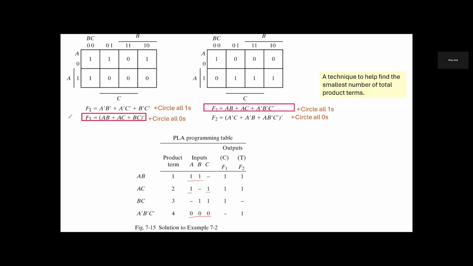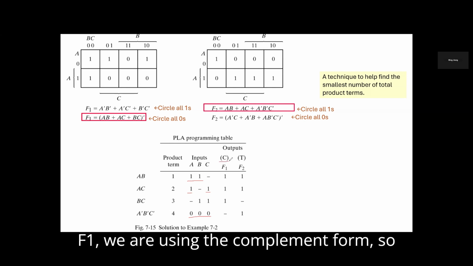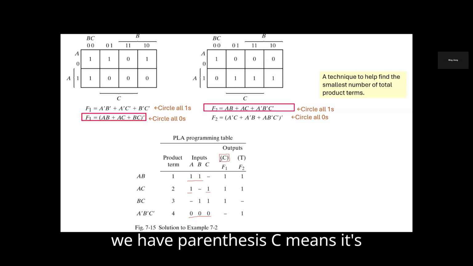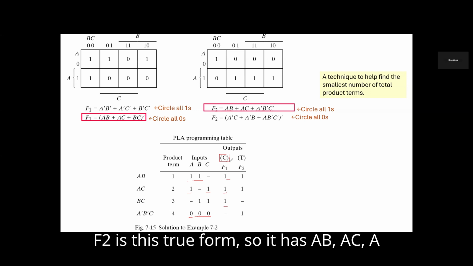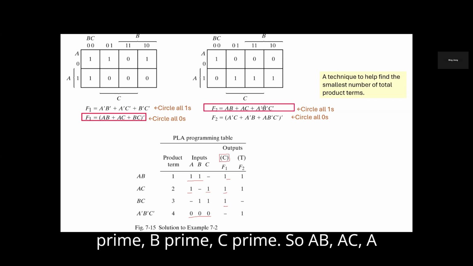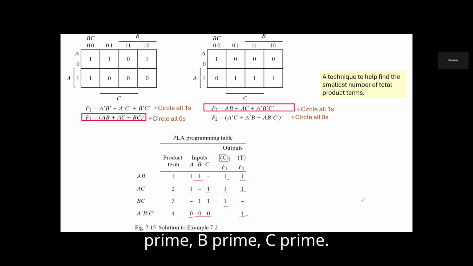And then F1, we are using the complement form, so we put a C in parentheses, meaning it's a complement form, and then AB, AC, BC. F2 is its true form, so it has AB, AC, A prime, B prime, C prime.